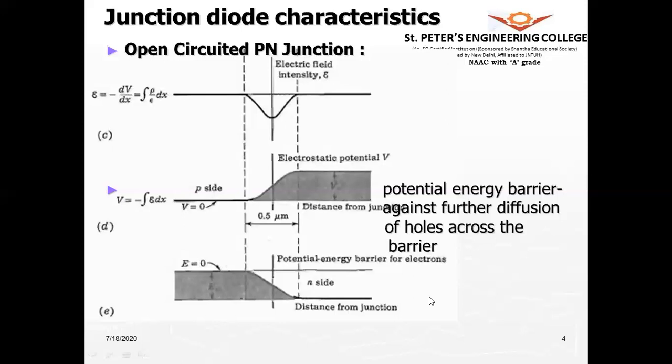Thereby, because of this barrier, there will be no further movement of holes from P side to N side, or the movement of electrons from N side to P side. So this is what is an open circuited junction. What do we mean by open circuited junction? When we have not applied any voltage across the junction.